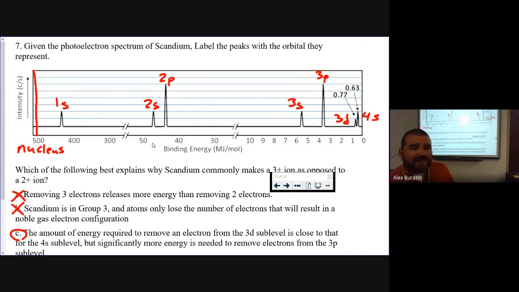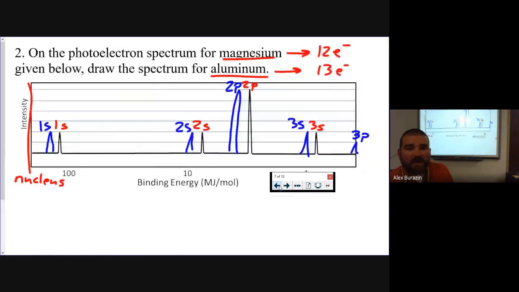The very last thing that you're responsible for with PES is that the further left a peak is, the harder it is to remove those electrons from that atom. And atoms that have more protons hold their electrons more strongly, okay? That was the comparison we made right here, magnesium and aluminum, right? Aluminum has an extra proton. Its peak should be further left because that extra proton has a stronger attractive force on its electrons, okay?